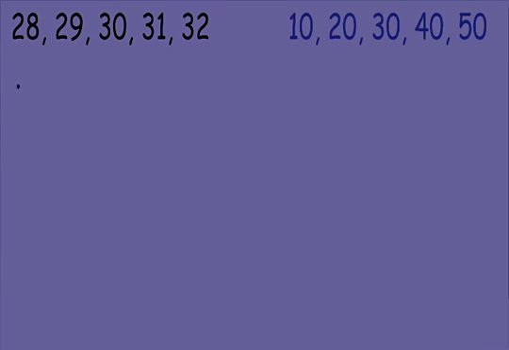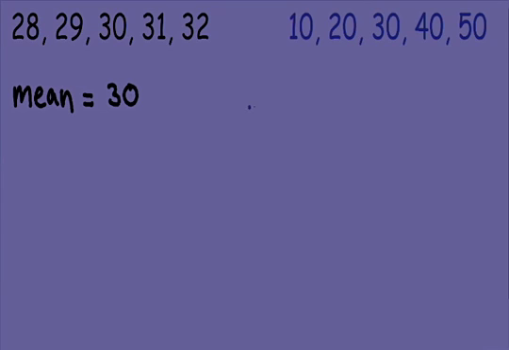If we took the average or the mean of this data set and we added all of these numbers together and then we divided by 5, we would get an average of 30. And most of you probably could do that just by looking at it.